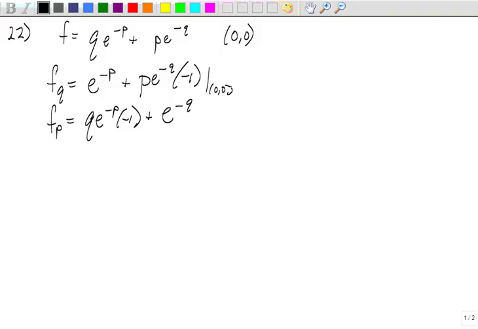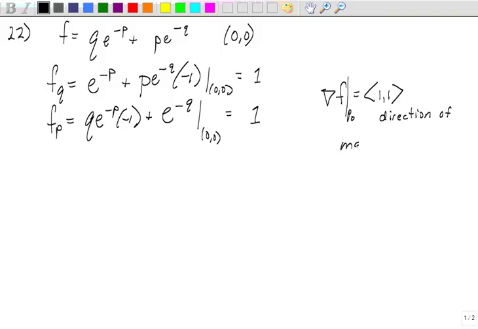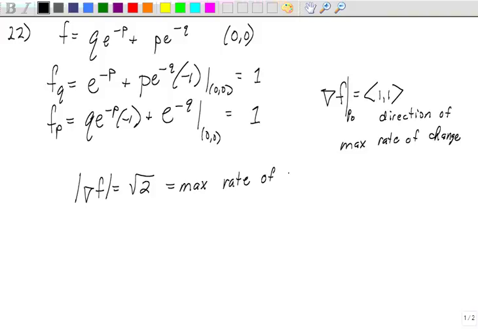So at (0, 0), this is going to be 1 plus 0, which is 1. And at (0, 0), this is going to be 1. So the gradient at that point is (1, 1). That is the direction of maximum rate of change, and the magnitude of that is the maximum rate of change. I'm just using the theorem.